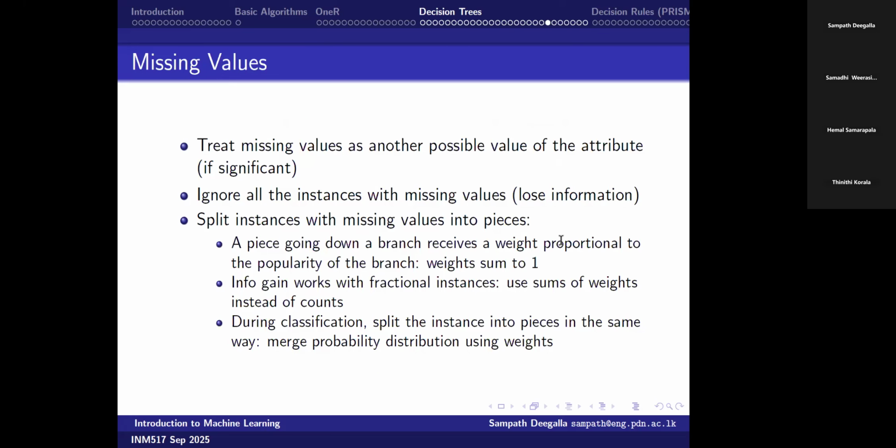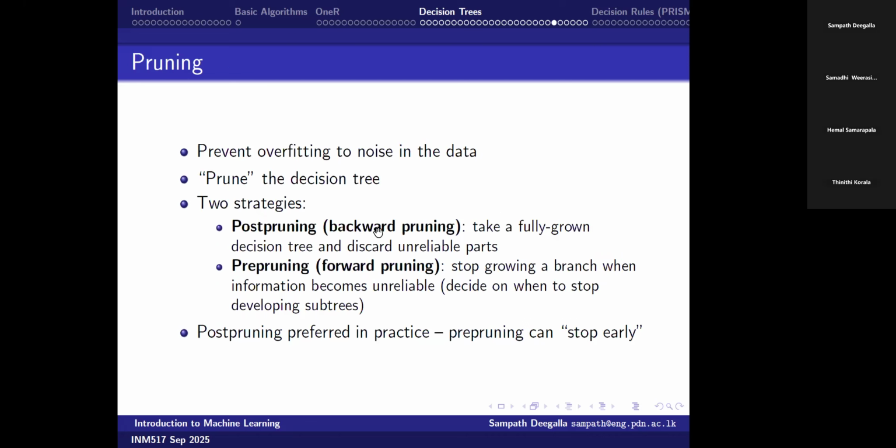Right. The next question is, how do you handle missing values? If the value is missing, and if it is a very significant branch, then better you create a separate branch and say it's missing, right? Or else you can actually split the data. Right. So now we have discussed two things.